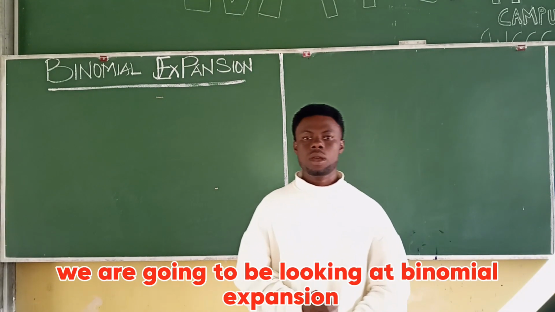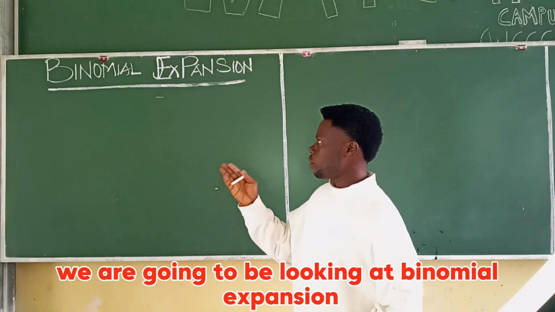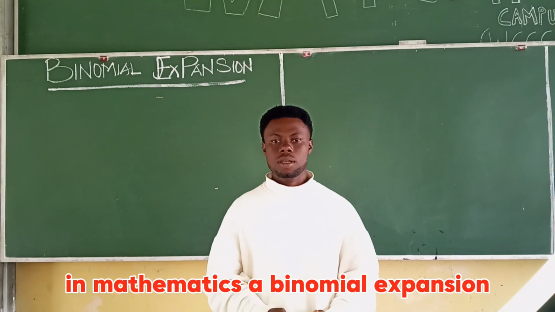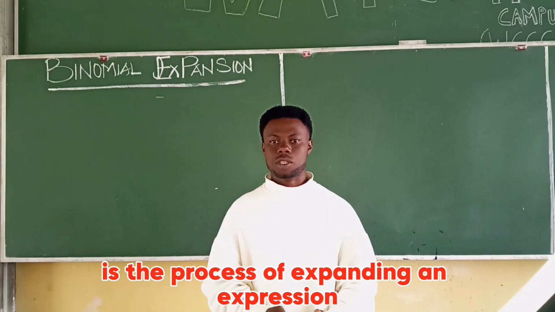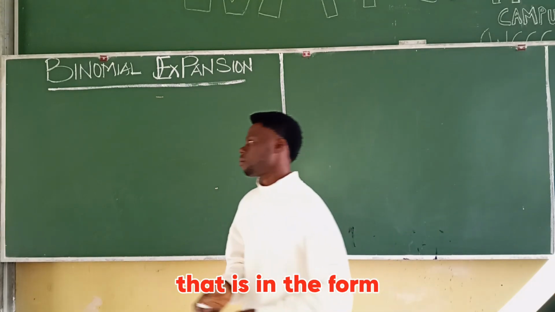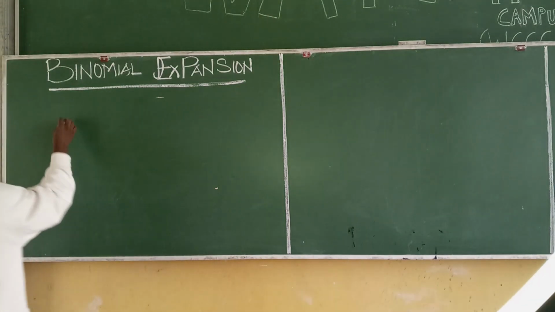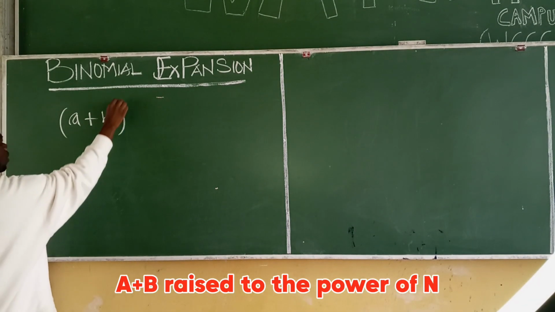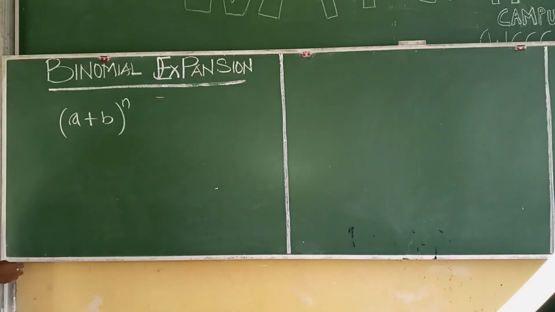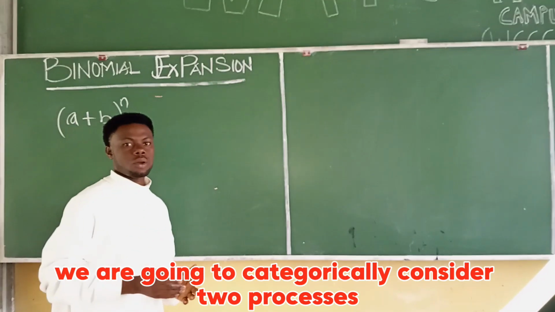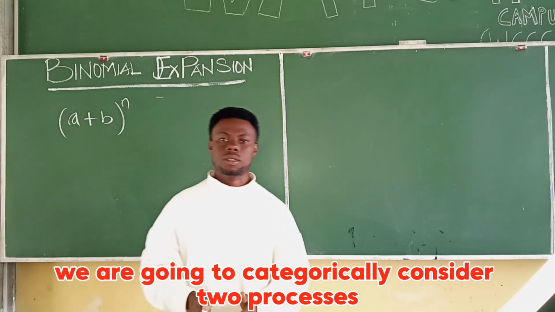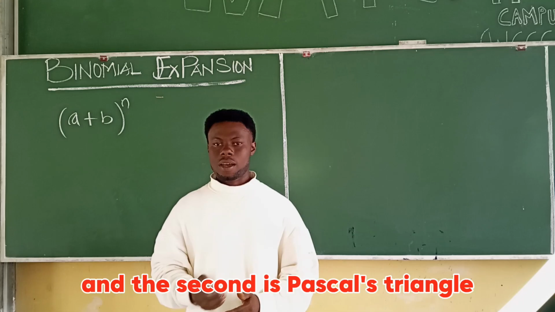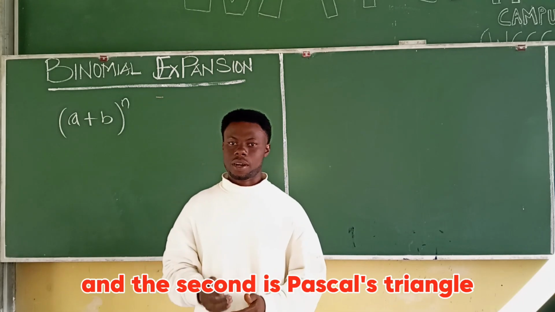In today's video, we are going to be looking at binomial expansion. In mathematics, a binomial expansion is the process of expanding an expression that is in the form (a + b)^n. So in this video, we are going to categorically consider two processes. The first is the binomial expansion formula, and the second is Pascal's triangle.